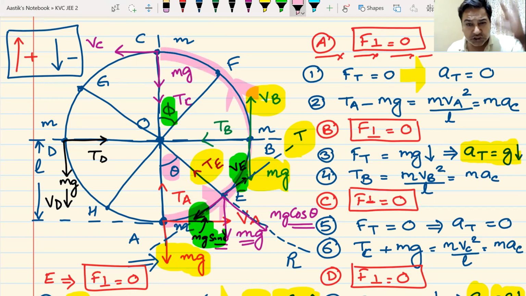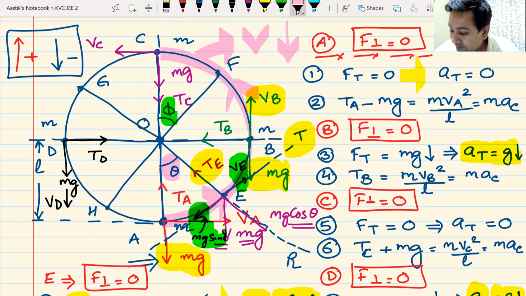Can you tell me generally what will happen to the speed of the particle from A to C? I've highlighted it in pink. Decreases, sir. Yes, the speed will decrease. So I write it as V will decrease. While it is going up from A to C, speed will decrease. Do we understand this? Can I have some raised hands that we understand this?